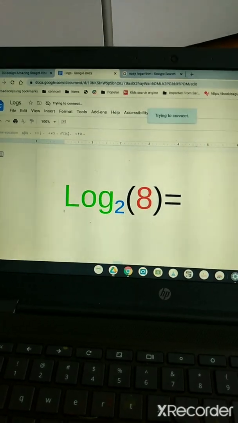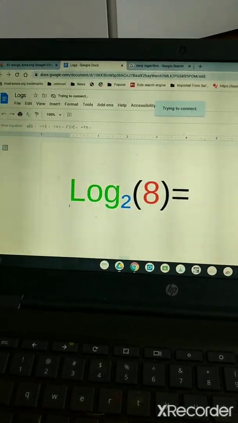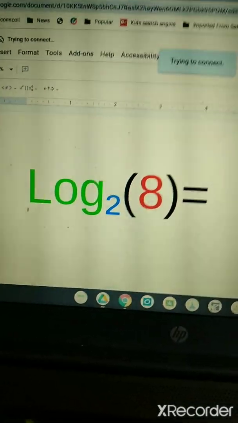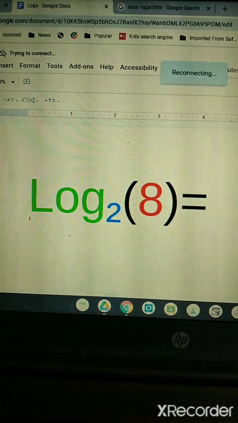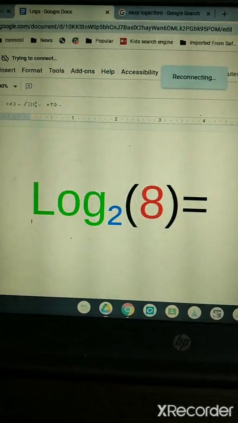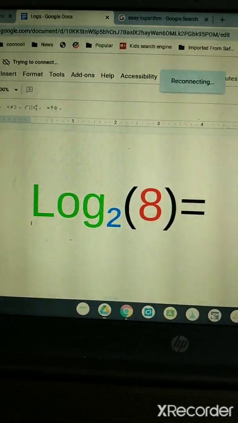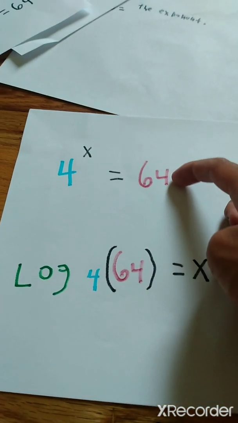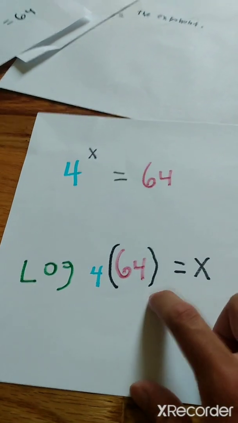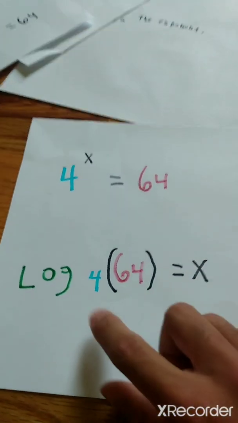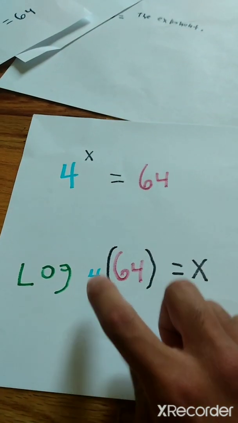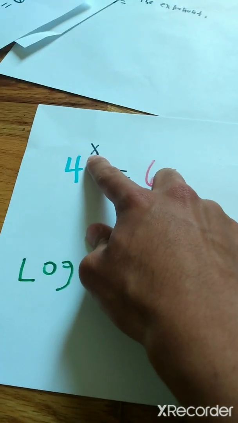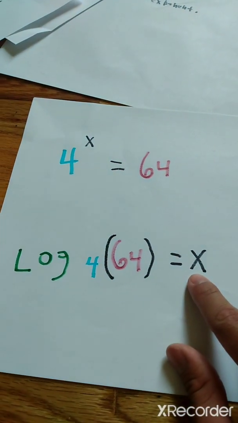When you enter your early years of high school and your unit is logarithms, you will usually see an equation that looks like this. The way it's formatted and structured is the same way as trying to figure out this kind of problem. That 4 right there is going to be the base. What we're trying to find is the missing exponent.